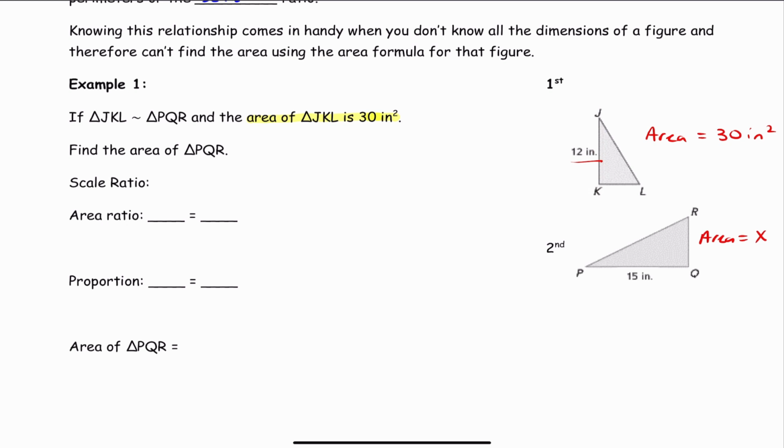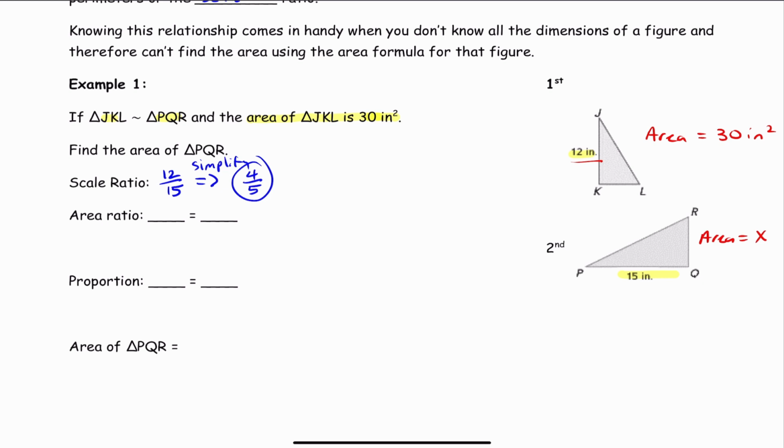So I'm going to go back to the similarity statement here. Here's JK. It's the first two letters. So that means that JK is similar to PQ because it's the first two letters. So I can write my scale ratio. It's going to be 12 to 15. And when we're dealing with ratios, they've got to be simplified. So make sure to simplify your scale ratio. That's going to simplify to what? 4 over 5. Okay? Circle that. You're going to need your scale ratio.